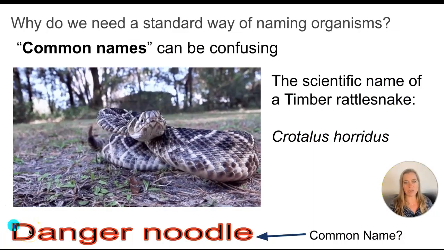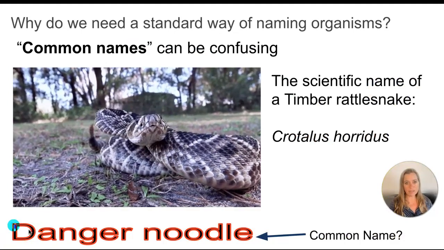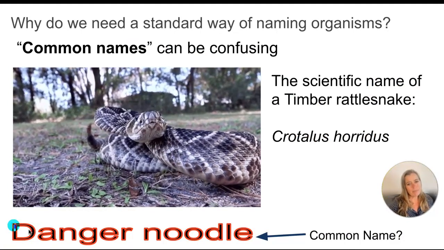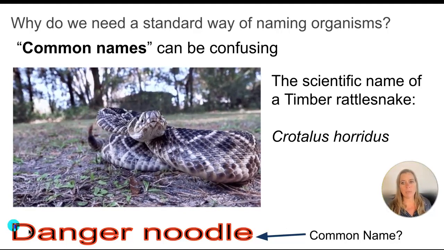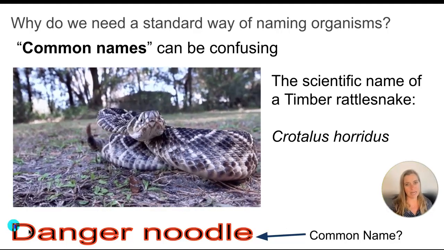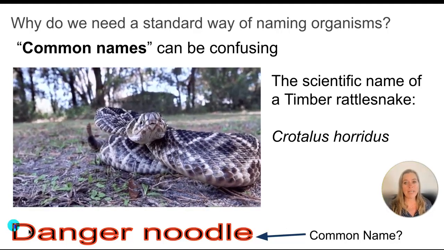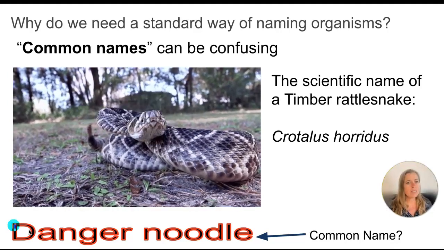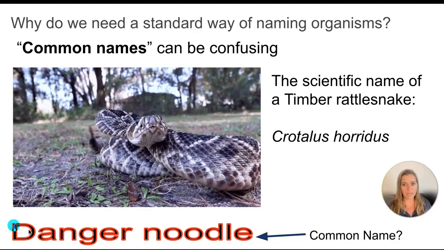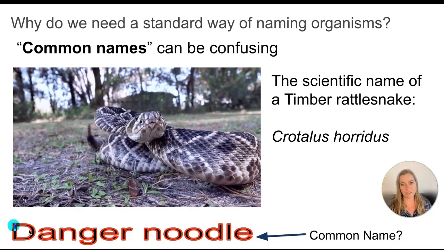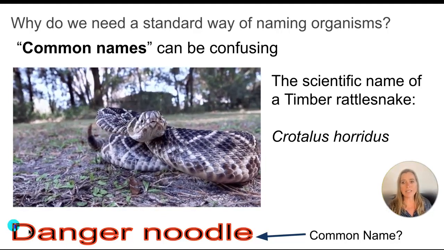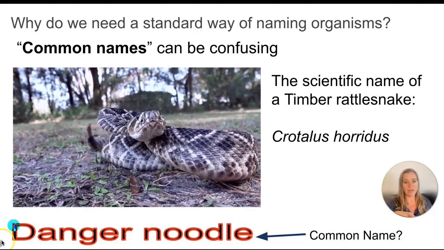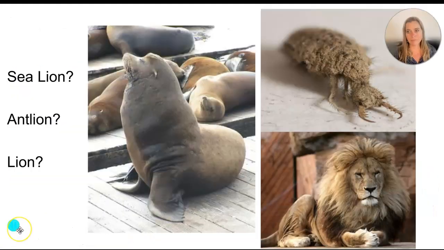My boys like to call this organism the danger noodle. Is that considered to be a common name? Maybe, maybe not. Typically, what we would call this is a rattlesnake. If you were really in the know, you might call it a timber rattlesnake. That refers to its common name, but sometimes common names can be confusing. The scientific name for this organism is Crotalus horridus. I think you know what horridus means.